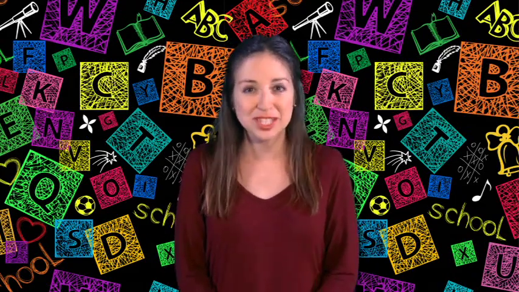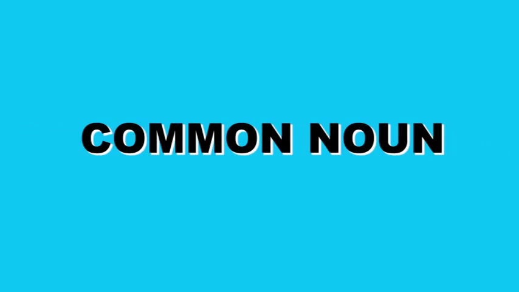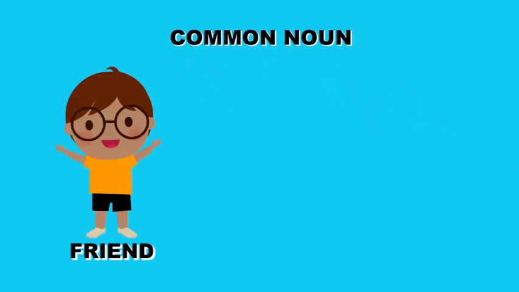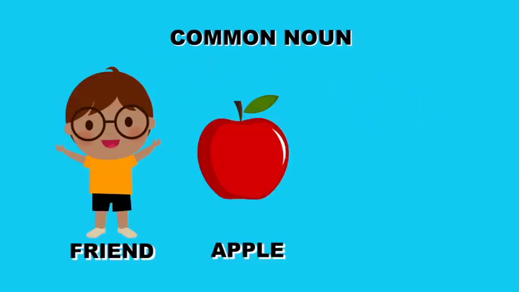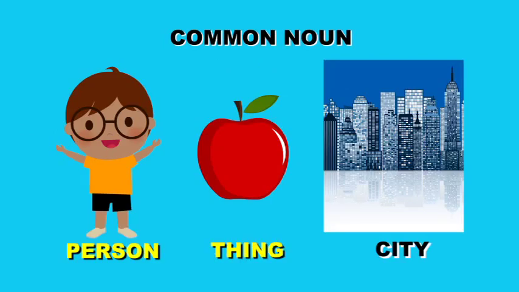This kind of noun is one of the most frequently used parts of speech. I bet you use common nouns all the time. Let's take a look at some examples. Friend, apple, and city are all examples of common nouns. Friend is a person, apple is a thing, and city is a place.